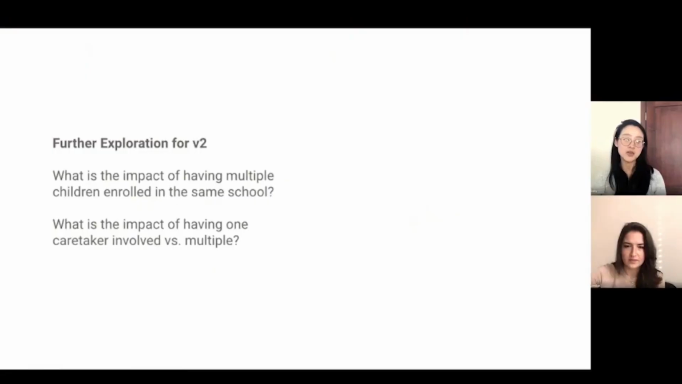But we always want to improve, right? So further explorations or ways in which we can improve for version 2 of the app is we can look at additional questions like, what is the impact of having multiple children enrolled in the same school? Does that help improve test scores even further? What's the impact of having one caretaker involved versus multiple?